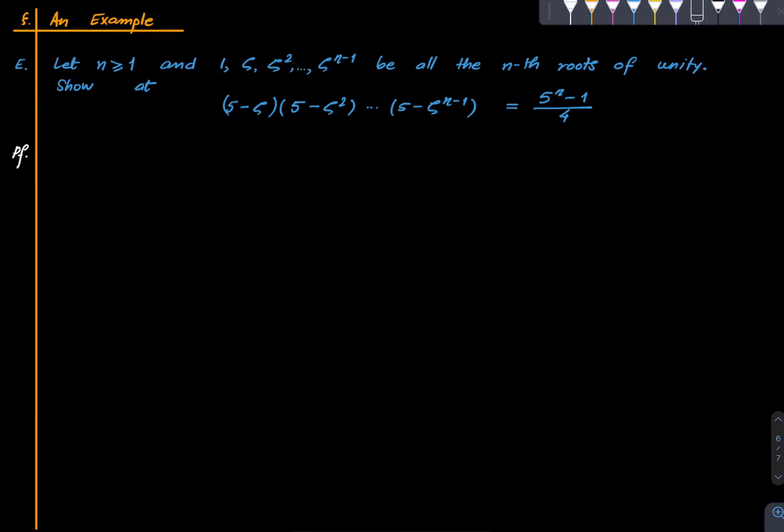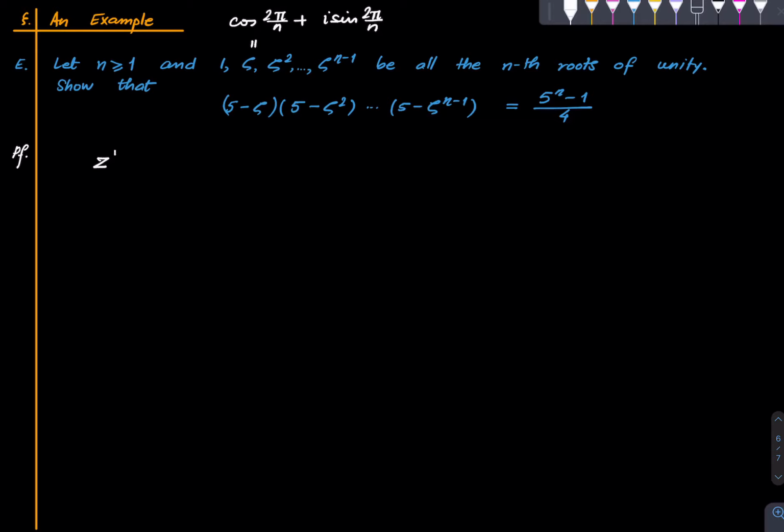So fix a positive integer n, and let these be all the nth roots of unity. So again, let me just emphasize that by zeta we mean cos 2 pi by n plus iota sine 2 pi by n. Now what we want to show is that this product, this horrible looking product, is actually a very nice real number. And let me do it in a slick way and point out another way to do it later. But first, here is one way to do it.